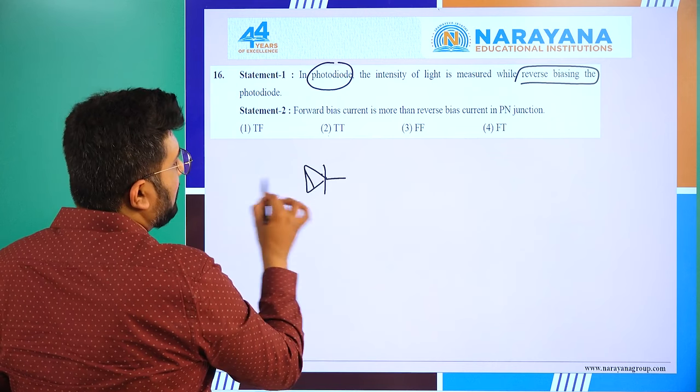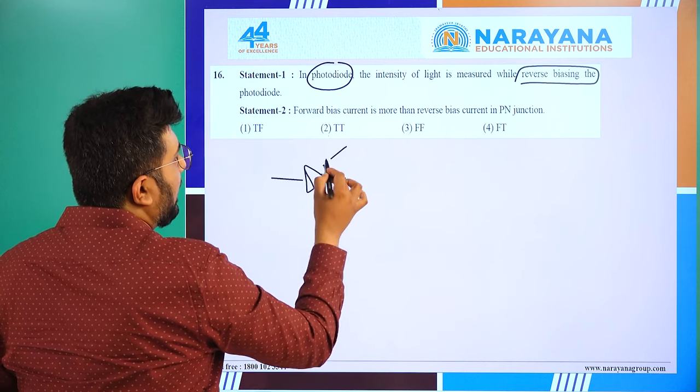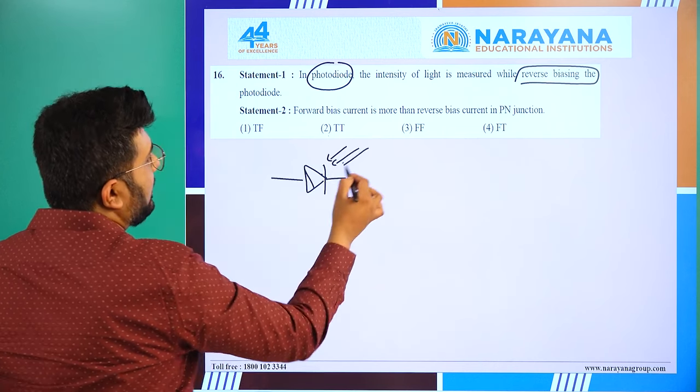So this is the special purpose PN junction diode, and the light is falling on this. Fine. Now as light falls on the PN junction, electron hole pairs are generated. These electron hole pairs behave like minority charge carriers, and they will increase the current, and this increase in current is, let's say, in microamperes.